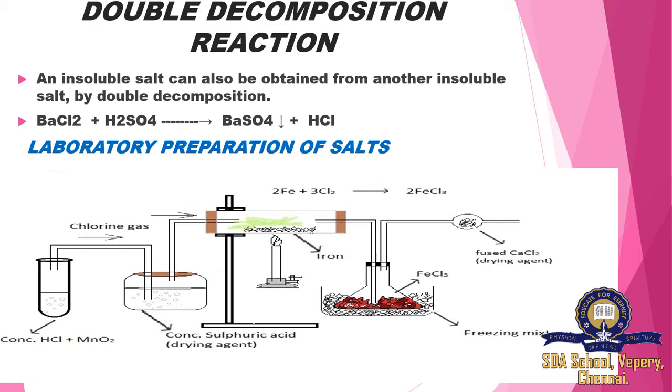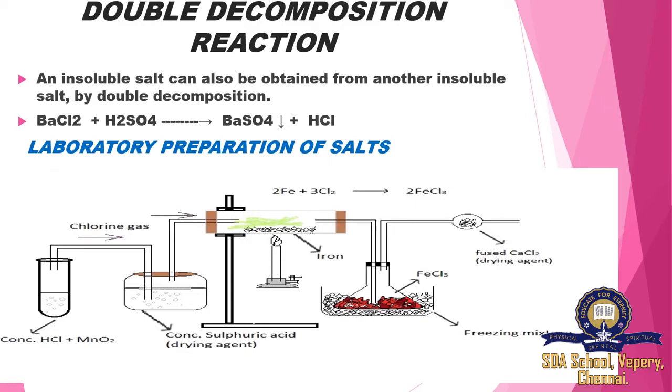Then this iron 3 chloride goes to the next conical flask section. Here we have a freezing mixture. Why a freezing mixture? Because here we are cooling down this ferric chloride. Then again this ferric chloride is passed to the next tube, which was filled with fused calcium chloride. This is also a drying agent.